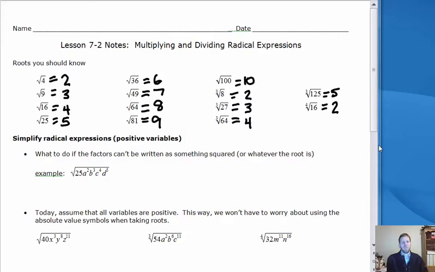These are the Lesson 7.2 notes on multiplying and dividing radical expressions. Today we're just going to focus on multiplication, and we're going to look at simplifying radical expressions as well. We're starting off today with some roots you should know.